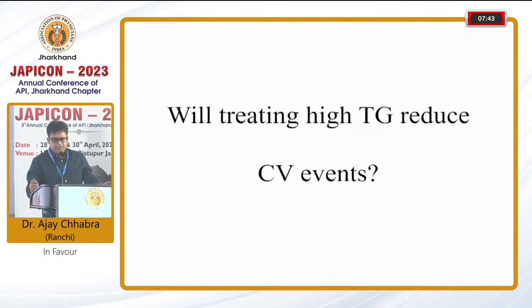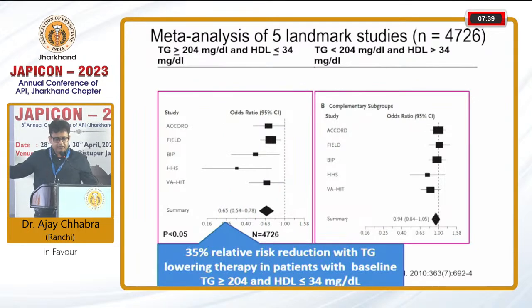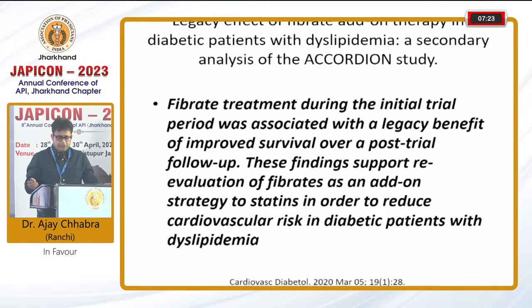Coming to the next, will treating a high triglyceride reduce CV events? Well, we have a meta-analysis of 5 landmark studies: ACCORD, FIELD, BIP, HHS, and VA-HIT. And we see a 35% relative risk reduction with triglyceride-lowering therapy in patients with baseline triglyceride of more than 204 and HDL less than 34.